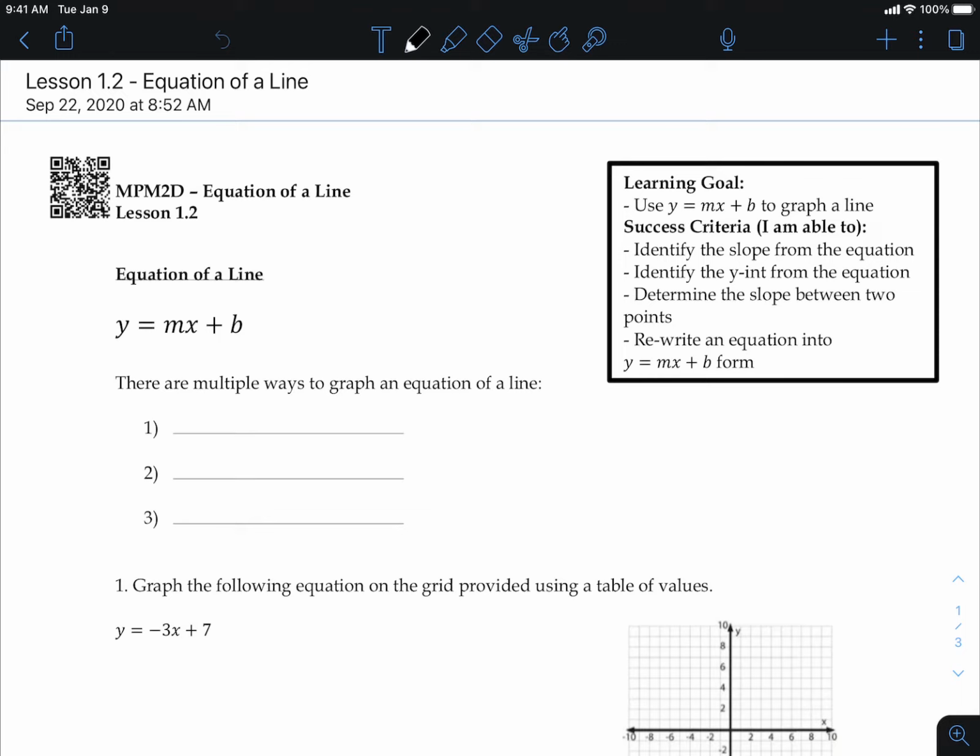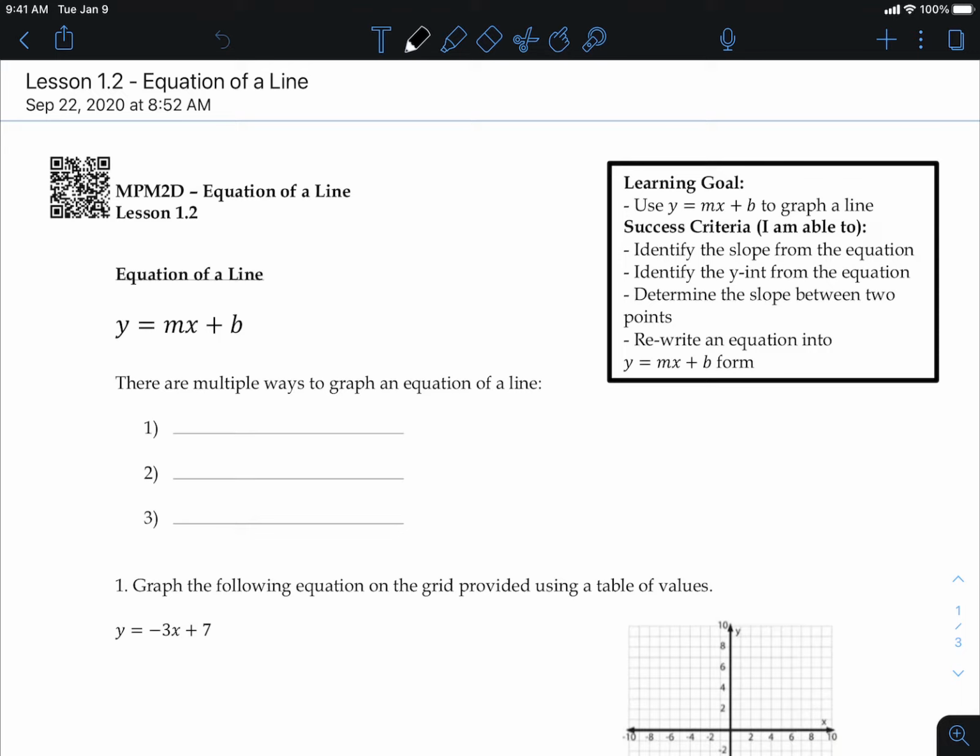So, same idea. The learning goal here is that we're able to use y equals mx plus b to graph a line, okay? And then I'll do a couple spin-offs of that concept. So if you were given 2 points, you could solve for what the equation of the line was, and then that would be useful, right? So that's the ultimate goal.